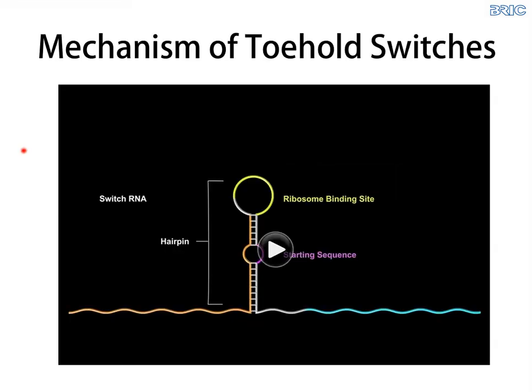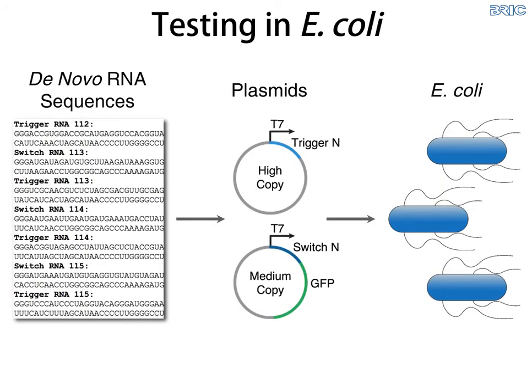Okay, so I hope you can get a better idea about the mechanism of the Toehold switch. Essentially, we are designing a secondary structure where the RNA can bind, and then when the RNA binds, it can allow the access of the ribosome, and then you can actually translate the downstream gene.